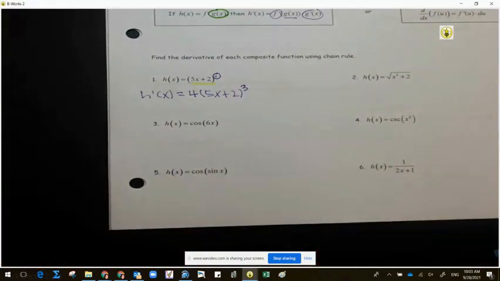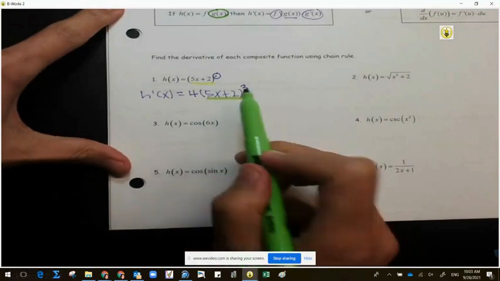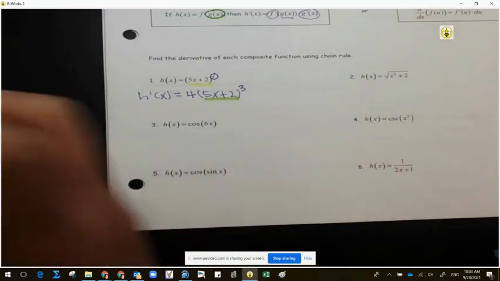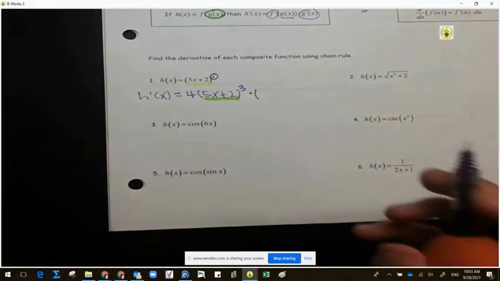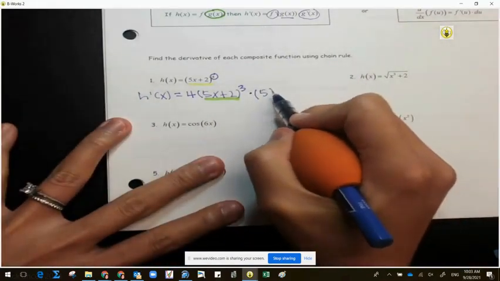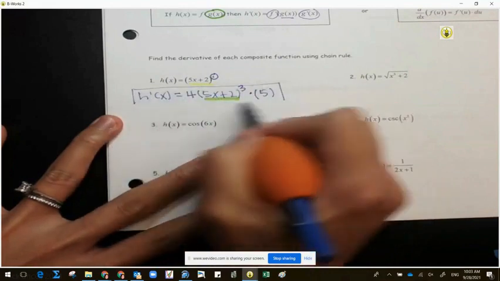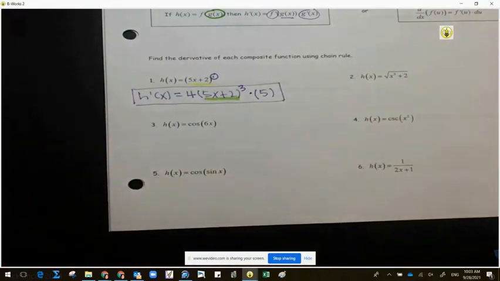And then what's going to happen is I'm going to highlight the inside that I did not mess with, and then say, now it's your turn to derive. What is the derivative of 5x? 5, and that's it. That is how easy chain rule is. Start with the outside, keep the inside, derive the inside, and we're done. Here's how it's going to be presented on a quiz.